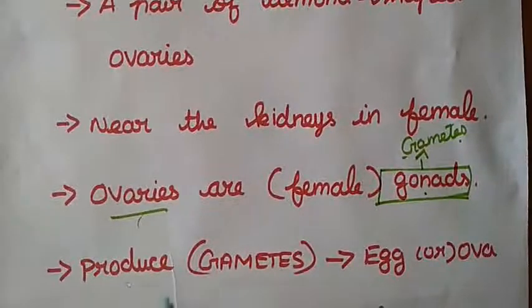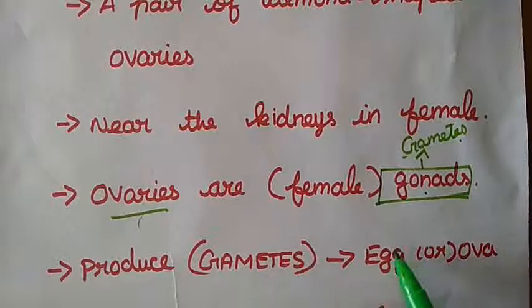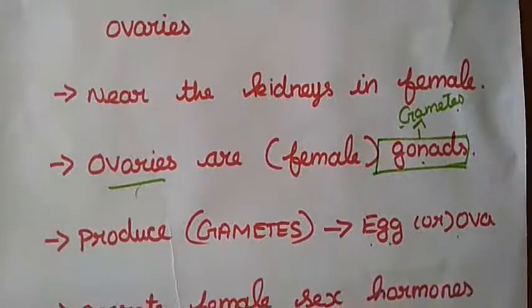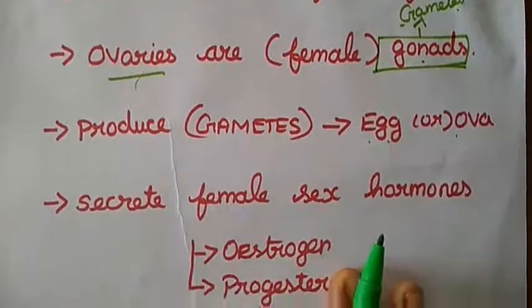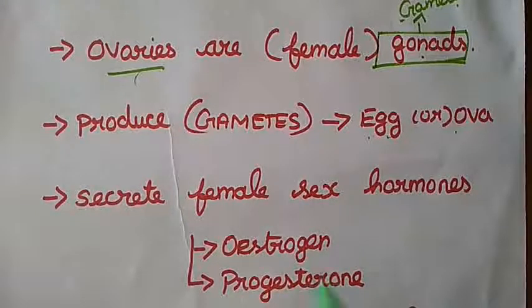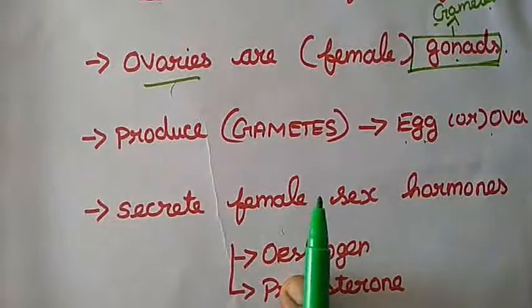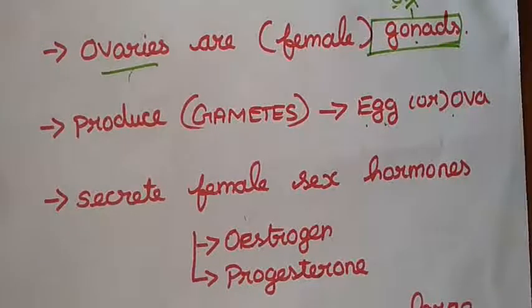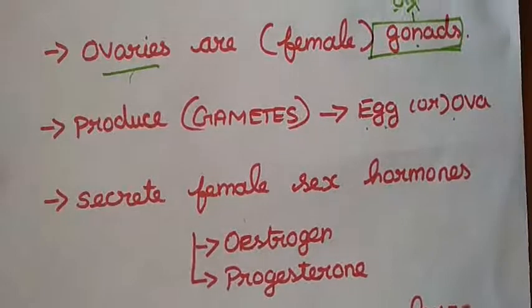Next, gonads are producing what? Gametes. We already said that in the female they produce egg or ovum. Egg and ovum are the same thing. They are produced due to the sex hormones, estrogen and progesterone. There are two kinds of sex hormone: first estrogen and next progesterone. Both of them are stimulated by the pituitary gland, the master gland of the endocrine system. Estrogen helps in the expulsion of an ovum, and progesterone helps in the formation of the corpus luteum.